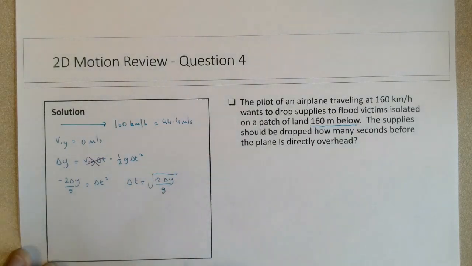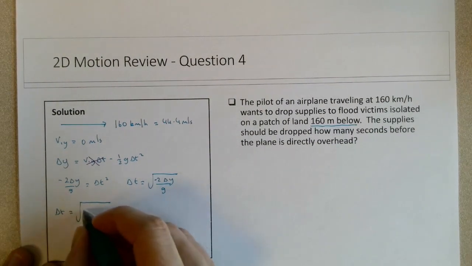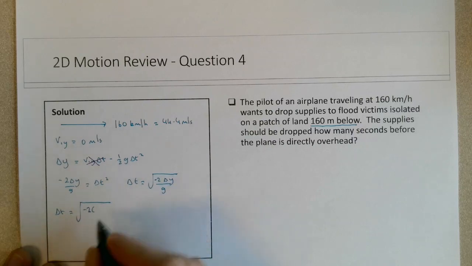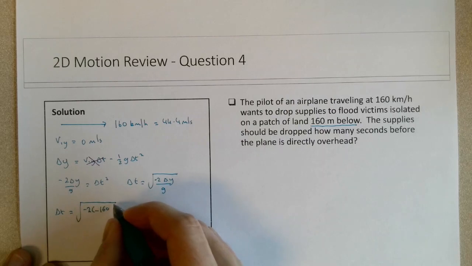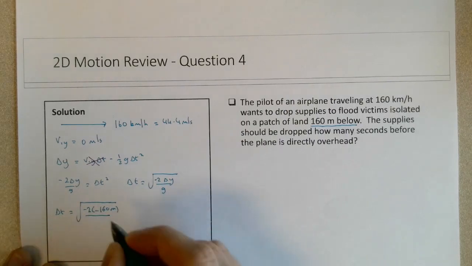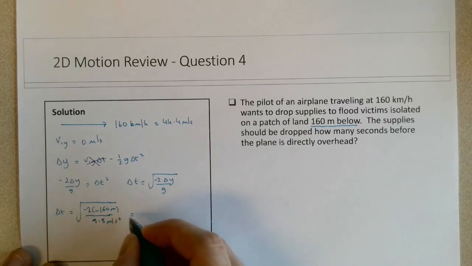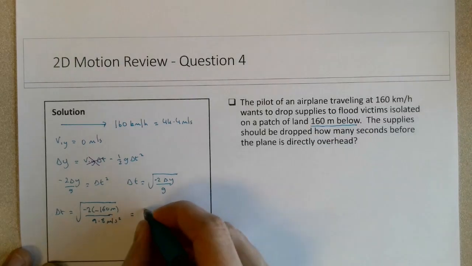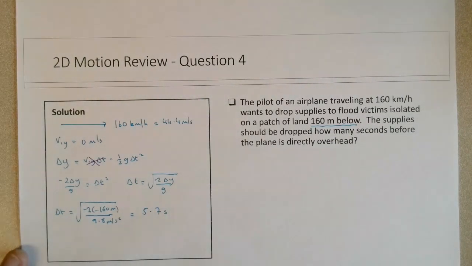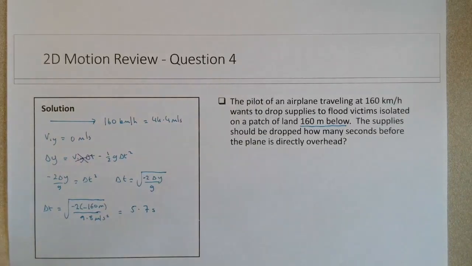And so if we solve this calculation, the delta y again is going to be negative 160, so negative 2 times negative 160, which means we won't be taking the square root of a negative number. Then we'll end up with a positive time, divided by 9.8 meters per second squared. You can work that out in your calculator. It's 5.7 seconds. So that's how many seconds before the plane is directly overhead that the plane should drop.